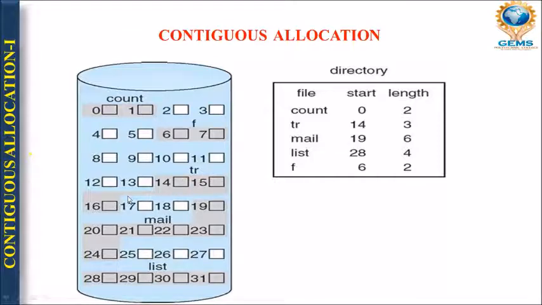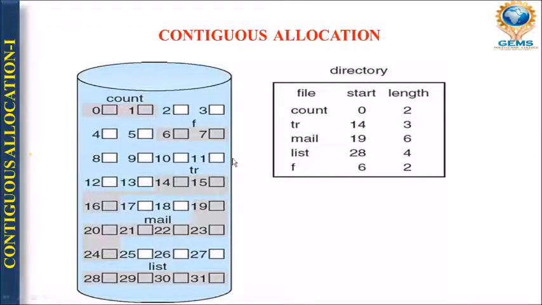I think you will be able to understand this. Mail has starting point 19 and takes 6 blocks. So 19 plus 6 is 25, minus 1 is 24. So 19, 20, 21, 22, 23 and 24. Similarly, list starts from 28 and takes 4 blocks, so 28, 29, 30, 31. f starts with 6 and takes 2 blocks, that means it takes 6 and 7.